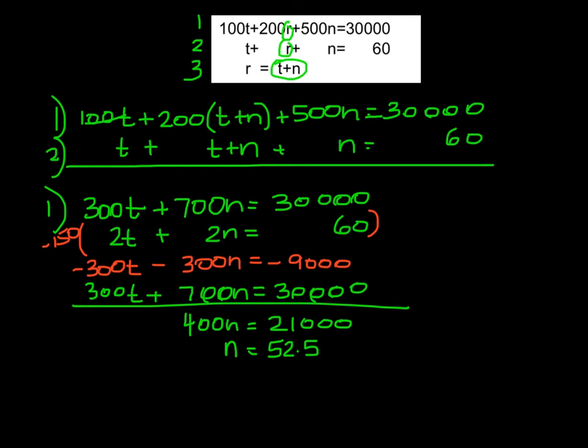And I can now take that and plug it into either of these and solve for t. And if you do that, you'll get t is 30. Nope, t is negative 22.5. And then you plug both of these in and you'll get r is 30. So t, r, n.